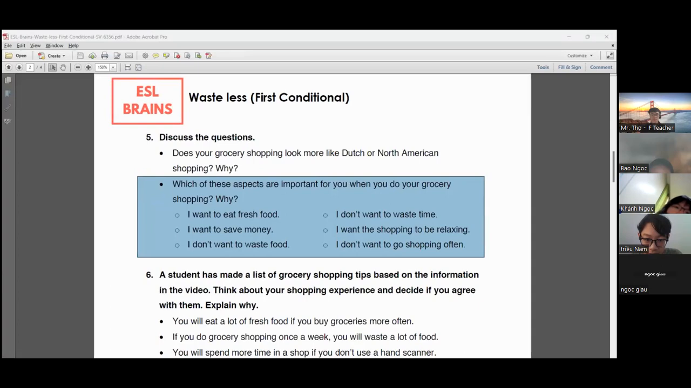However, just because I want to save money, I wouldn't buy things in large quantity, because I still don't want to waste food. So I will try to buy things when they are on sale. And I want shopping to be relaxing. After my hard working day, I want shopping to be something I can enjoy, not something that gives me a headache. Yeah, me too. Okay, how about Ngọc Giao?